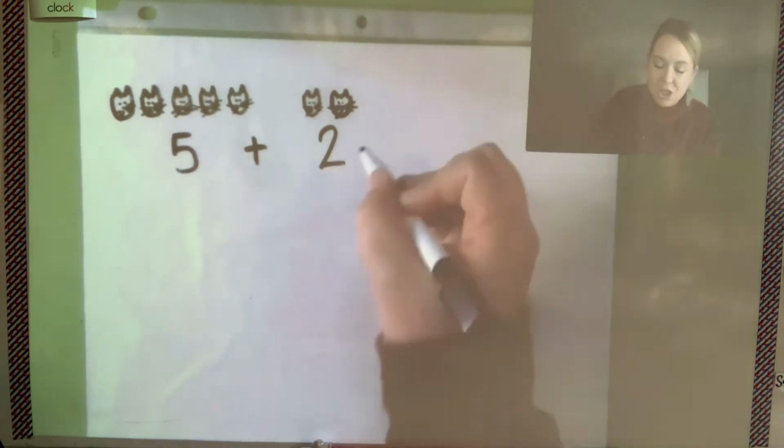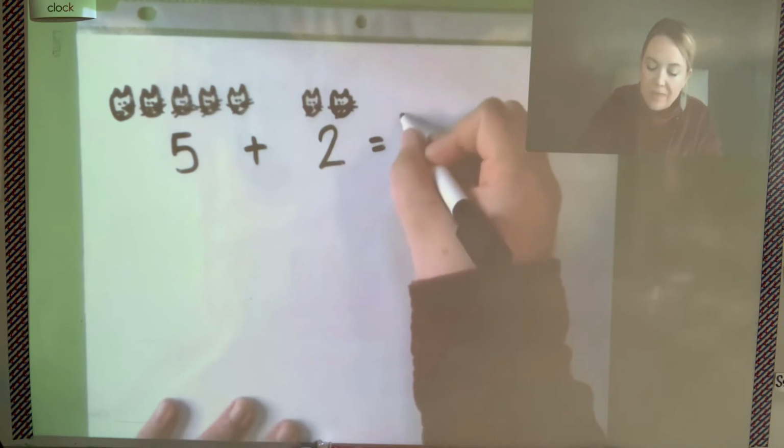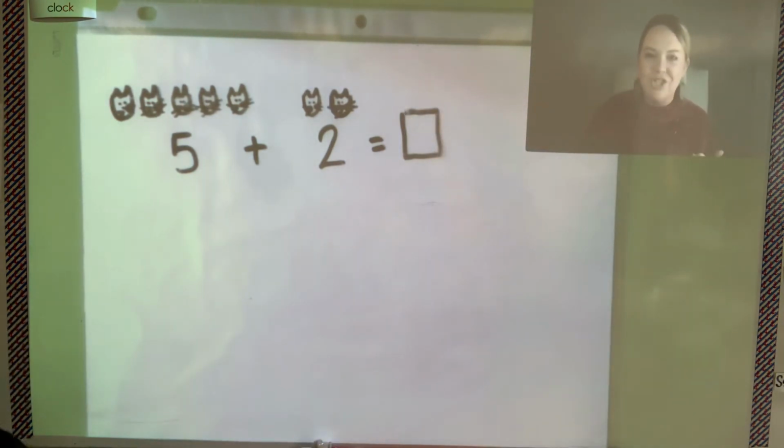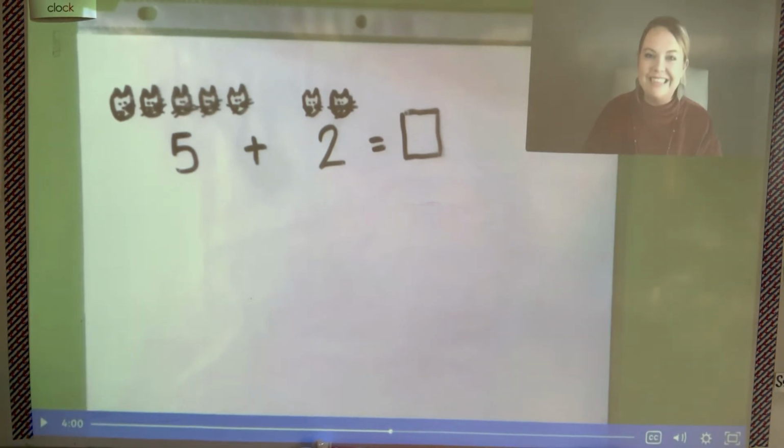So let me finish my number sentence with a mystery box. Ooh, a mystery box. Since we don't know the total number of kittens yet. But when we find the answer, we'll put it inside of the mystery box. Go ahead and write this number sentence just like mine underneath your kittens. Go ahead and push pause to do that now. So make sure you include your mystery box.